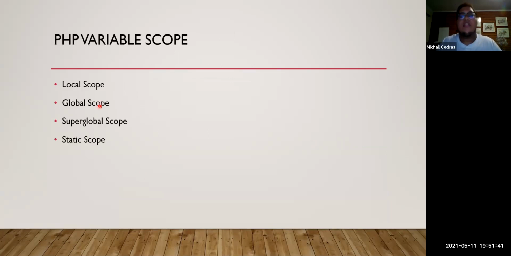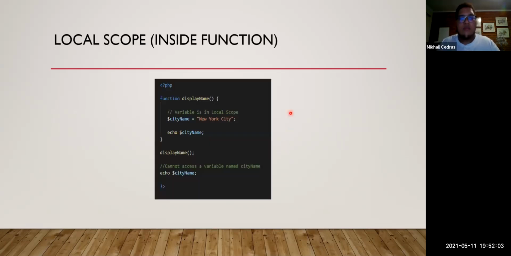So there are four main scopes in PHP: the local scope, the global scope, the super global scope, and the static scope. And this affects how variables can be accessed within a program and how the different elements within a program interact with the data stored in the variable. So firstly, we have the local scope. This is when a variable is declared within a function. That local variable can only be accessed within that function.